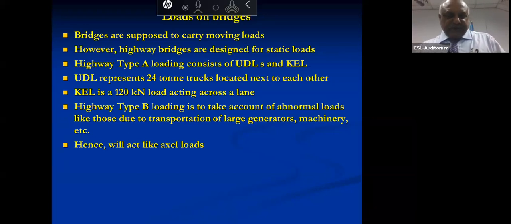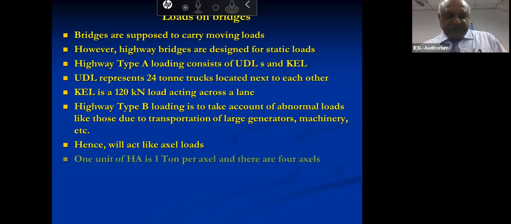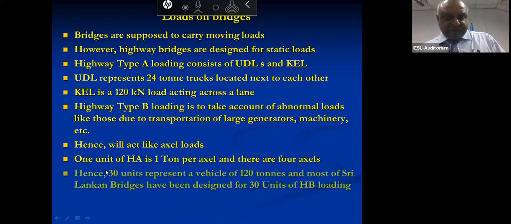And so we have all these loads. One unit of HB is one ton per axle, and there are four axles. So if you have 30 units of HB, this should be HB, not HA, 30 units of HB means one unit is four tons in four axles. So altogether, one ton per axle, one unit means four tons, 30 units means 120 ton. A 120 ton vehicle having a total length of less than 10 meters. Over less than 10 meters, we consider a total weight of 120 tons.